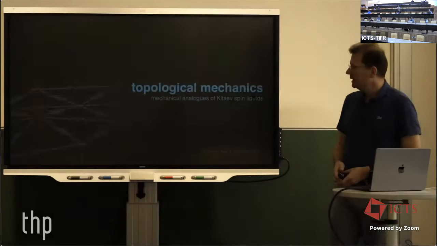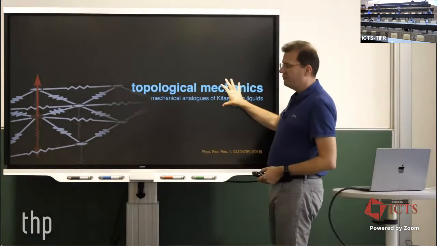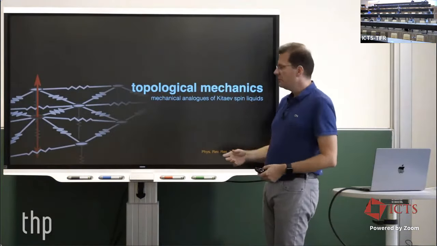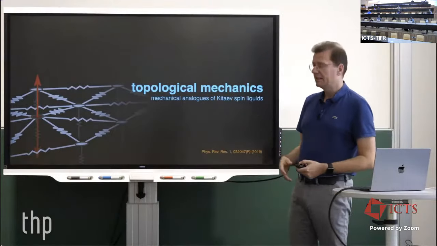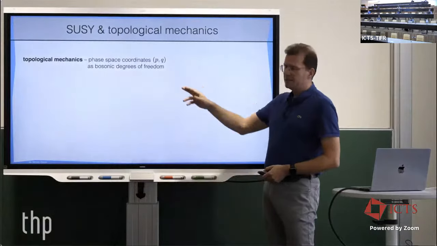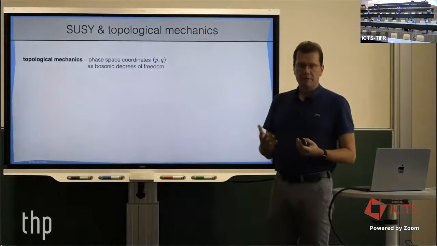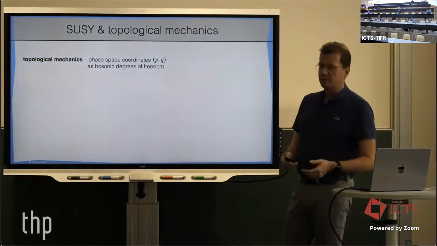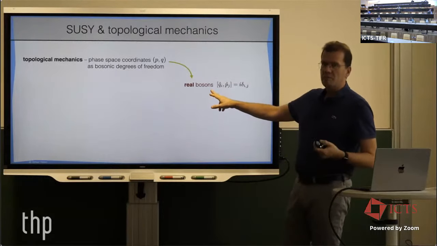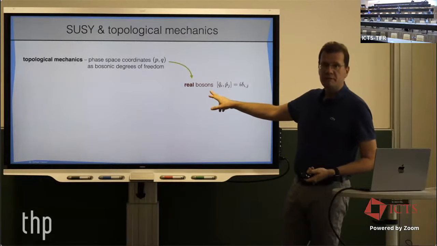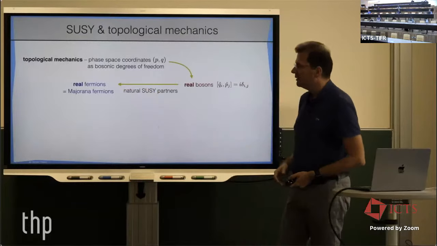Now let me come to the example of topological mechanics and explain how we can rephrase topological mechanics in the context of supersymmetry and then construct interesting spin liquids and their mechanical analogs. When I discuss topological mechanics, I have phase space coordinates P and Q, so real space and momentum space coordinates. These are typically real boson degrees of freedom, and their most natural supersymmetry partner is going to be real fermions, that is, Majorana fermions.